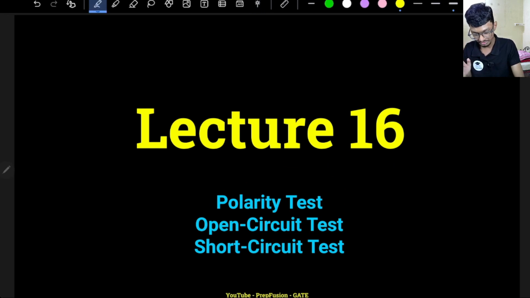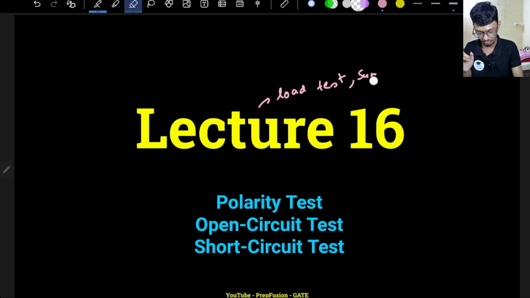Also, we will not cover the Sumpner's test, okay? The load test, which is also known as the Sumpner's test. So that will be a self-study topic. Generally you can cover it from anywhere, from YouTube or somewhere. This will not be asked in GATE. Sumpner's test will not be asked in GATE. I have also forgotten the spelling, Sumpner's test.